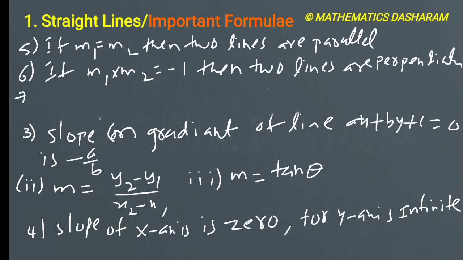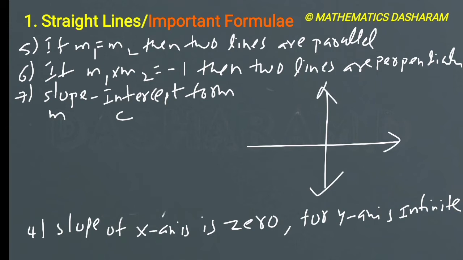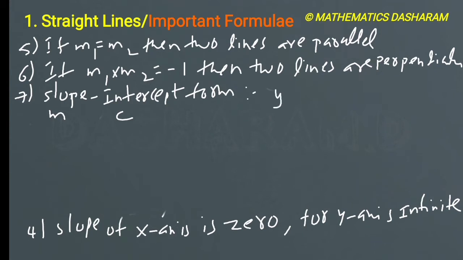Next, the seventh one is slope intercept form. For example, slope is m, and the y-intercept is c. What is the meaning of intercept? Here is the x-axis, here is the y-axis, and this is a line. This line intersects the y-axis at one point, that is 0 comma c. This distance is called c. In this case the equation of the straight line is y equals mx plus c.